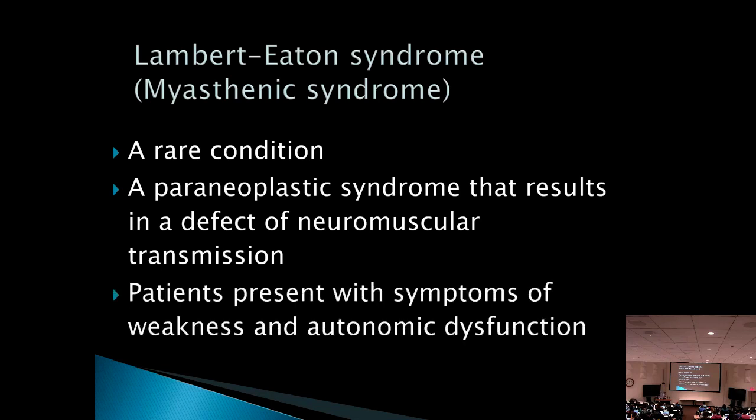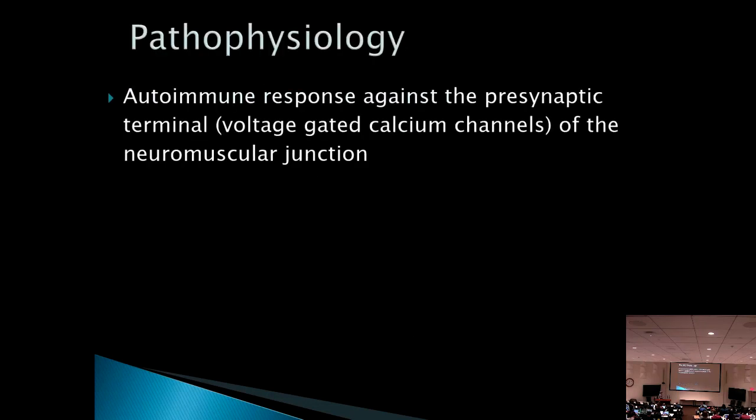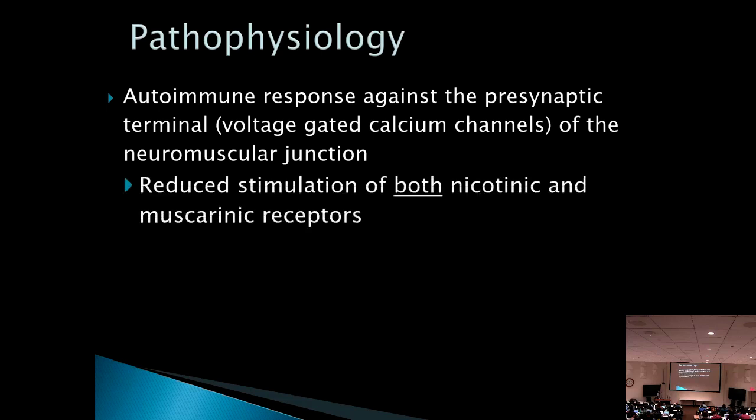The symptoms are weakness and autonomic dysfunction. We understimulate nicotinic receptors, that's weakness. But we also don't have enough acetylcholine stimulating muscarinic receptors, and that gives us the autonomic dysfunction. So again, it's autoimmune, with antibodies against voltage-gated calcium channels. The key thing for understanding the symptoms, rather than just trying to memorize them, is to think where are nicotinic receptors and where are muscarinic receptors.